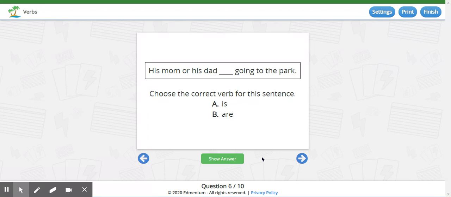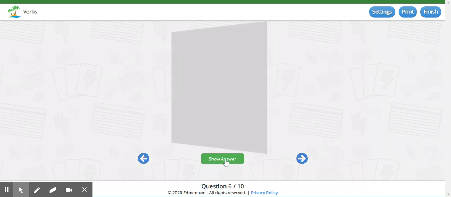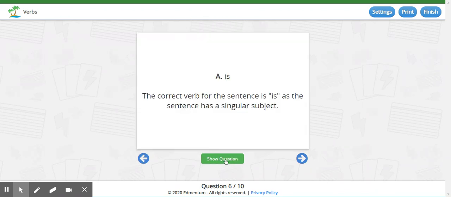One test taking strategy that I tell you guys all the time is to fill in the blank. Use each option to fill in the blank and reread the sentence. So A says is. His mom or his dad is going to the park. B says are. His mom or his dad are going to the park. Let's see which one it is. Is. The correct verb for the sentence is is, as the sentence has a singular subject.